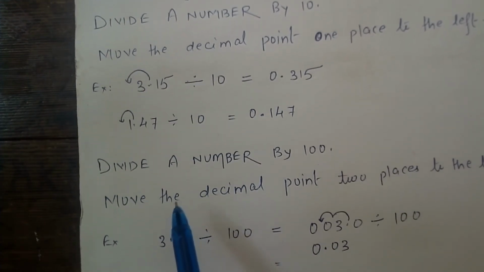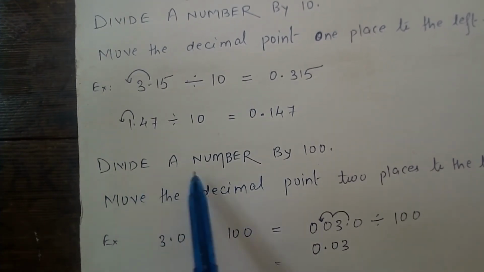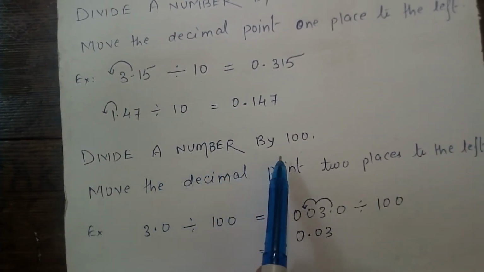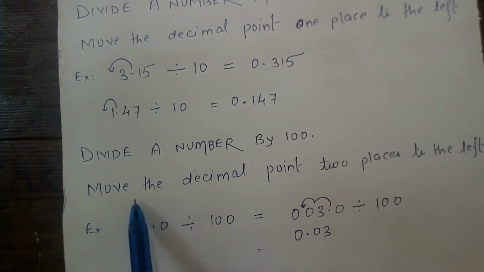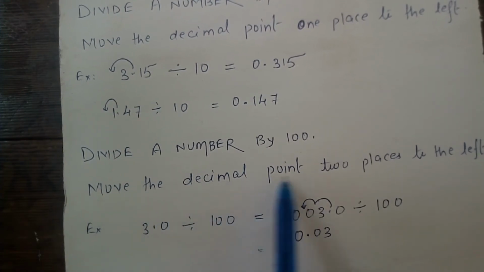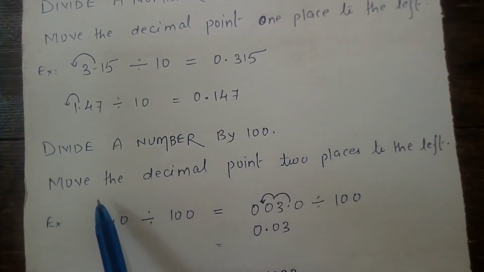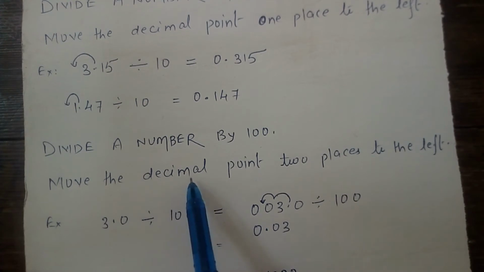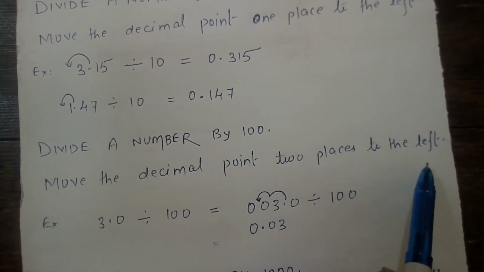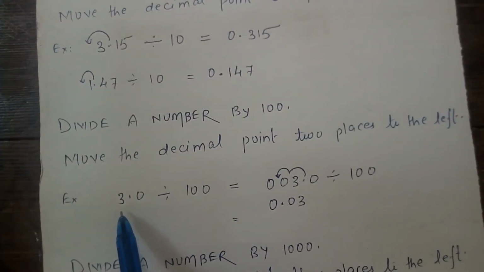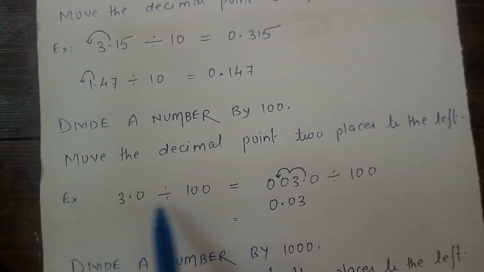My dear students, your next topic is divide a number by 100. So for this topic, your statement is: move the decimal point two places to the left. As you are looking, suppose your question is 3.0 divided by 100. So what will we do?